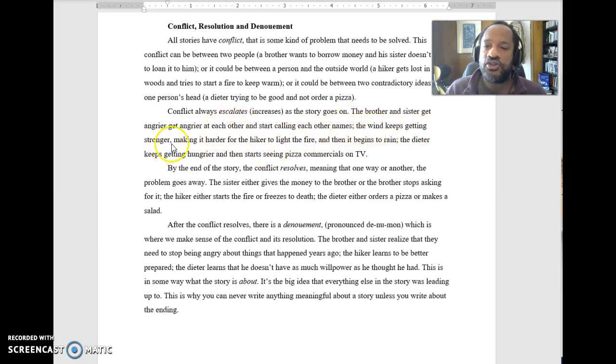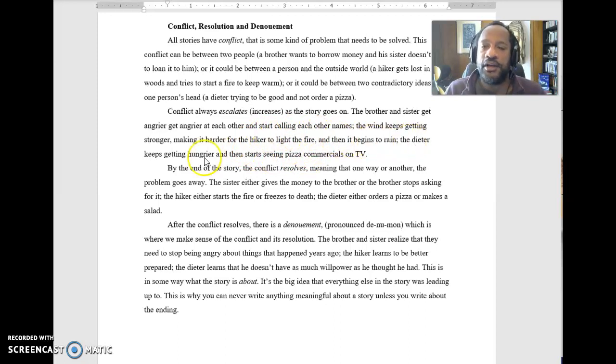The wind keeps getting stronger, making it harder for the hiker to light the fire. From the other example, he's starting to light the fire, we think, but now the wind's getting stronger. Then suddenly it starts to rain. Right now, we're really not going to be able to get the fire started. And so again, the conflict is going to escalate. It's going to get harder and harder.